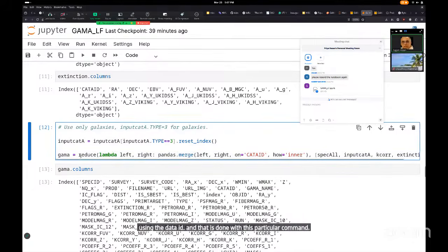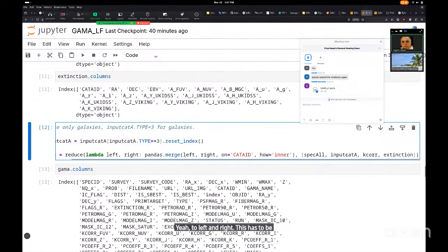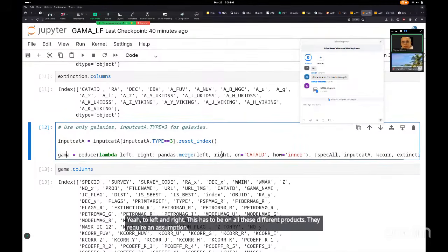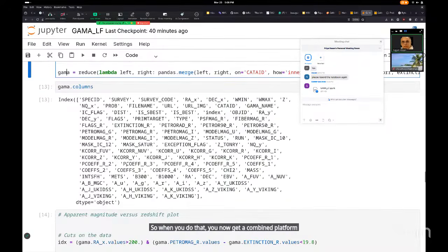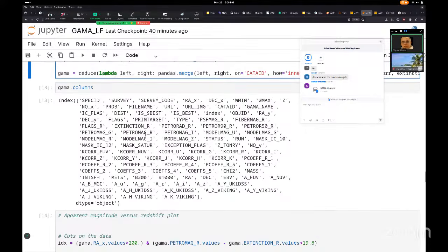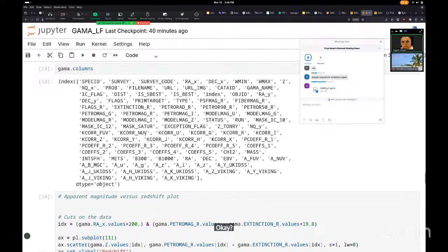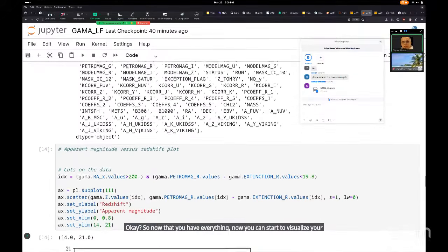So I will say gama is equal to, there is something called reduce, which takes in a function and it merges two different pandas files. Okay, so left and right. And this has to be run on all these different files: catalog, input catalog, K correction and extinction. So when you do that, you now get a combined catalog with all these different columns. Okay. So now that you have everything, now you can start to visualize what that catalog looks like.